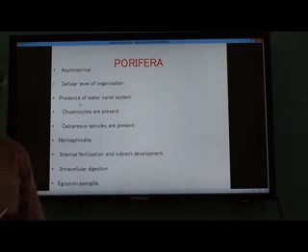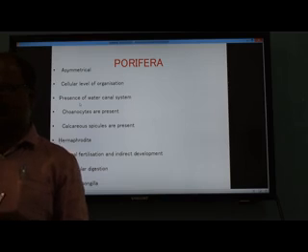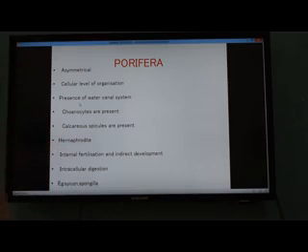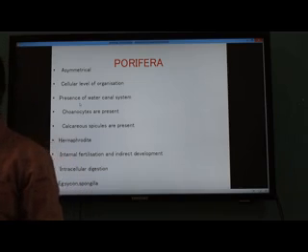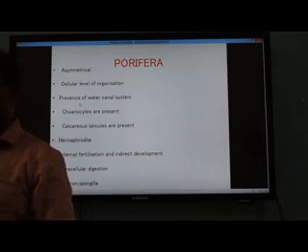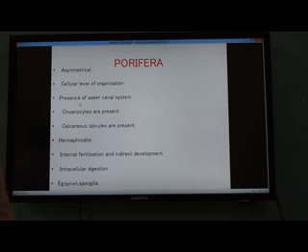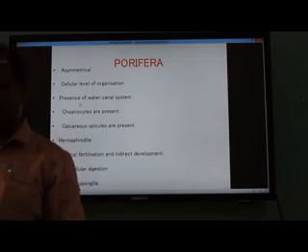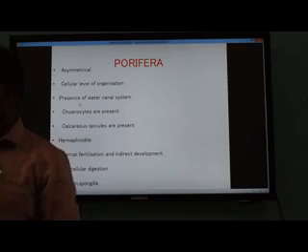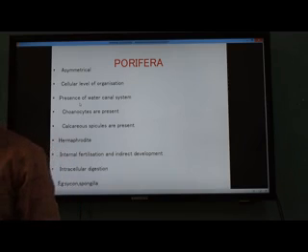Next, different phyla having different characteristic features. The organisms are classified into mainly two groups. One is the non-chordate, another one is the chordate. Earlier we were calling them invertebrates and vertebrates; now we are calling them non-chordates and chordates. Now the first phylum, that is the Porifera.